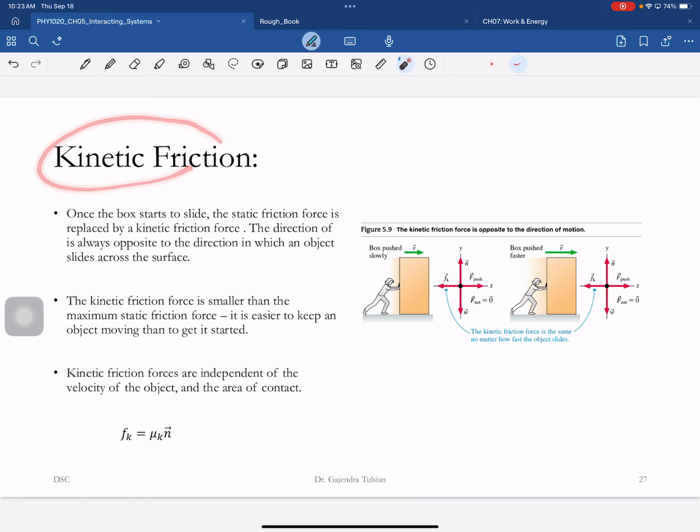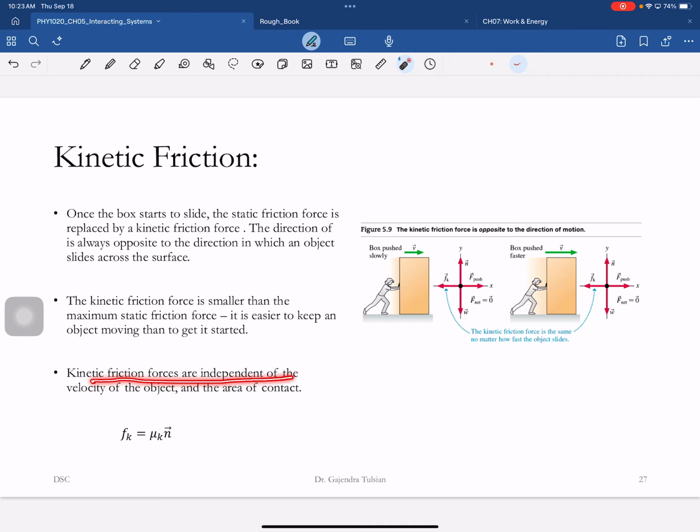Kinetic friction force, that's the friction force when you're moving. Once you are moving, there's the kinetic friction force. Now this kinetic friction force is always smaller than the maximum static friction force. So once you get an object moving, it's easier to keep it moving. If you're pushing something, you don't want to start and stop. Once you get it going, you want to keep it going.